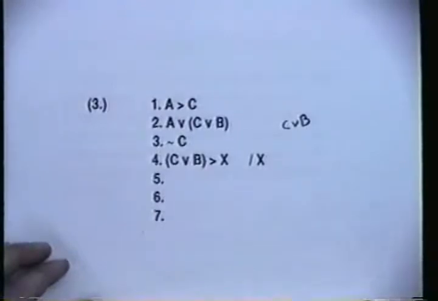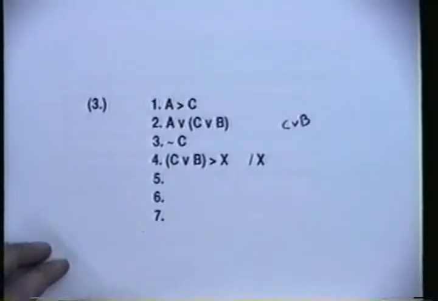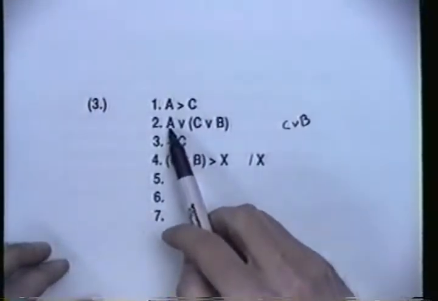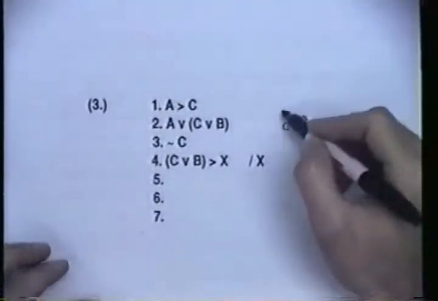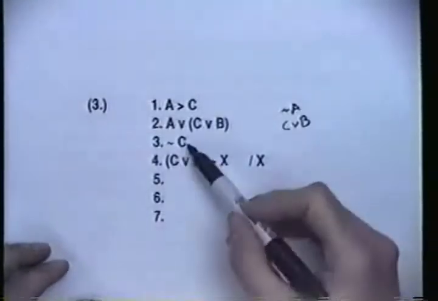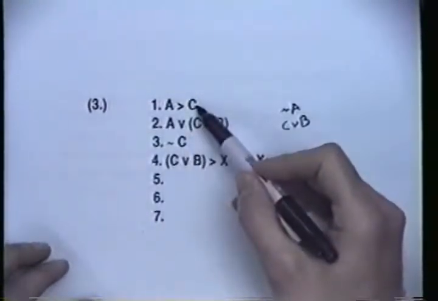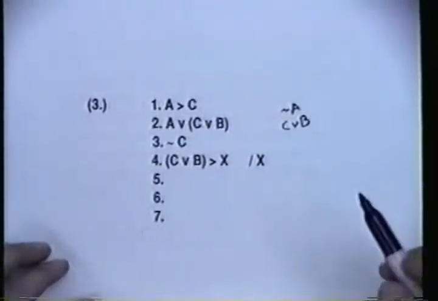Well, you look around and see what you have to work with. Here line 2 has C or B on it, and if I could get not A, I could then apply disjunctive syllogism to line 2 and get C or B. So now the question is, can I get not A? Well, look at lines 3 and 1. Lines 3 and 1 are of the form modus tollens. Line 3 negates the consequent of this conditional. Therefore, I can get not A through a use of modus tollens.